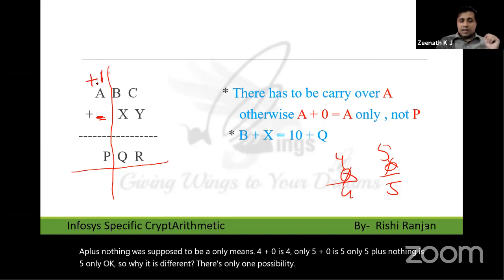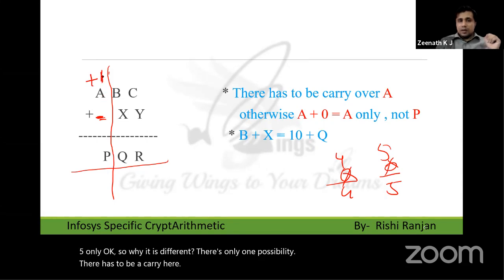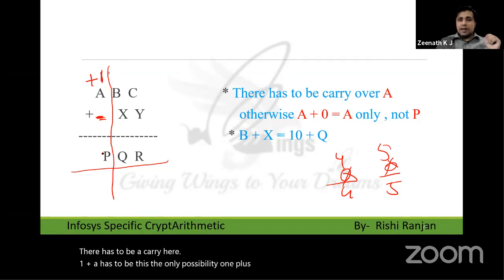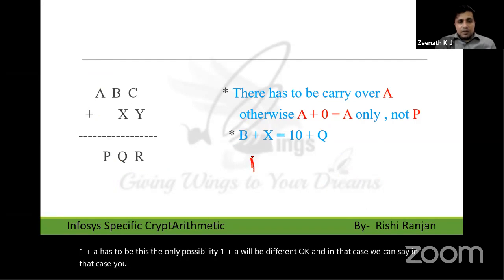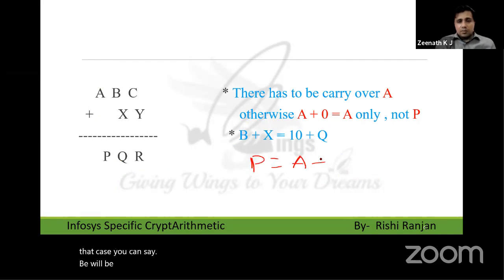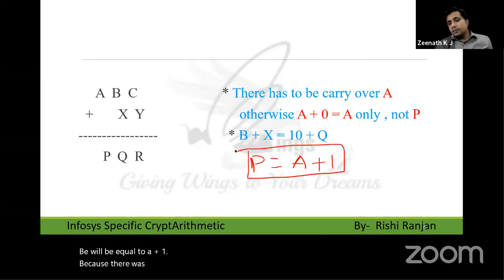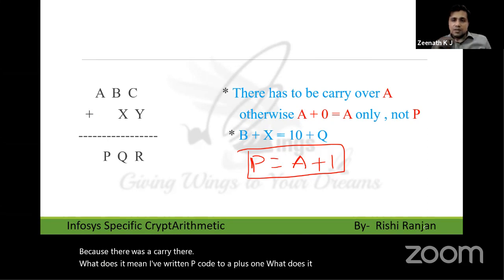There has to be a carry here. 1 plus A has to be... This is the only possibility. 1 plus A will be different. Okay. And in that case, you can say P will be equal to A plus 1 because there was a carry there. What does it mean? I have written P equal to A plus 1. What does it signify? What can we deduct from this?